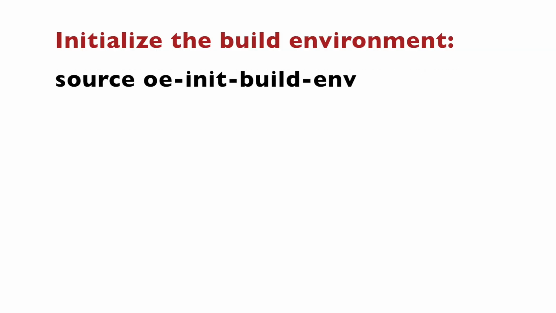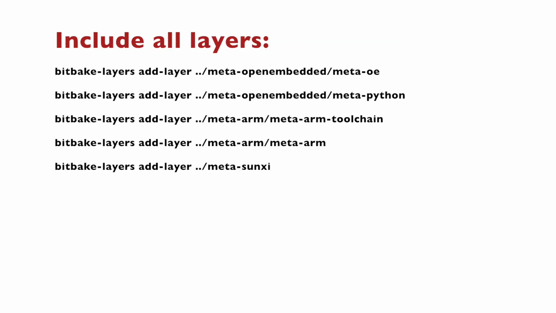The second step is to initialize the build environment with a special script. This way you create an environment in which you can run BitBake and build your own images. The third step is to include all these five layers. The bitbake-layers add-layer command will automatically add them to conf/bblayers.conf. If you don't want to use this command, you can also manually edit the file, but this way it's easier.